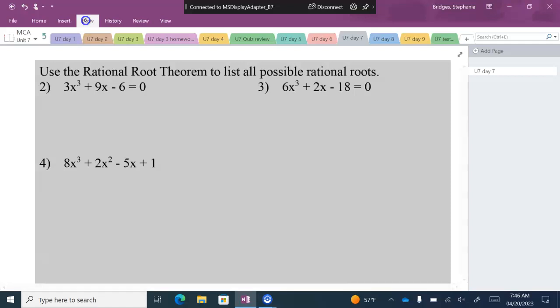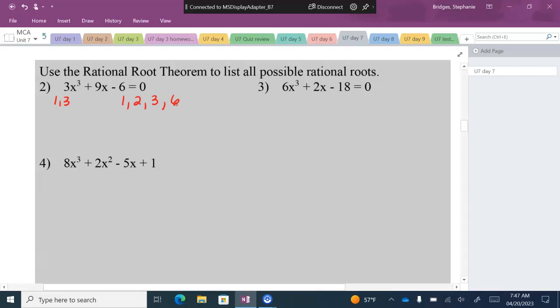We're going to start by listing the factors of our leading coefficient. Factors of 3 are just 1 and 3. And then my factors of 6 are 1, 2, 3, and 6. Everybody ready? Okay, again, we're starting with the factors of the constant term. So 1, 2, 3, and 6. Each one is going to be divided by the factors of the leading coefficient, which is 1 and 3.